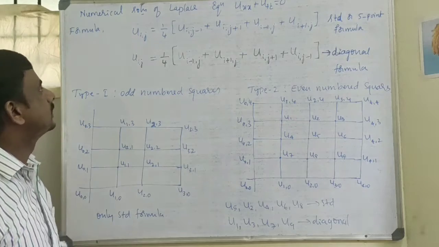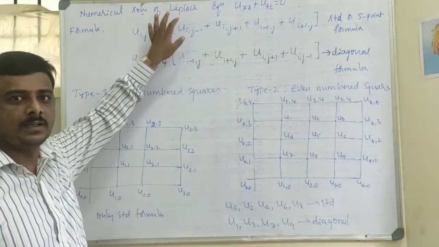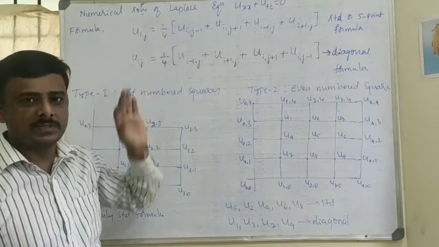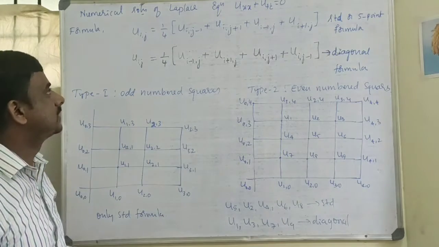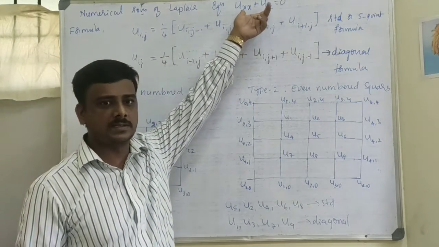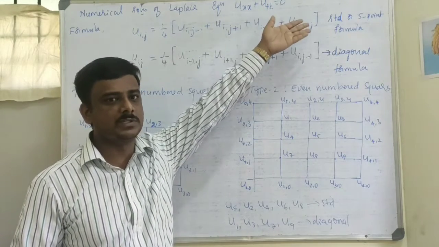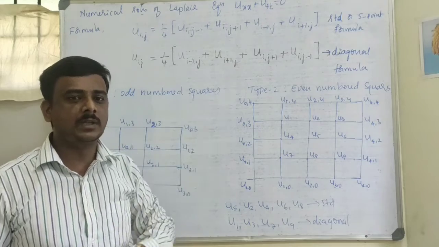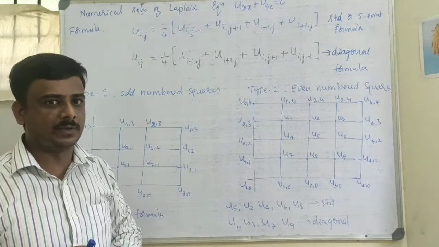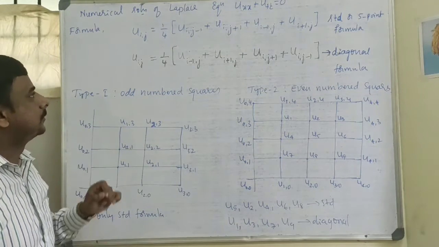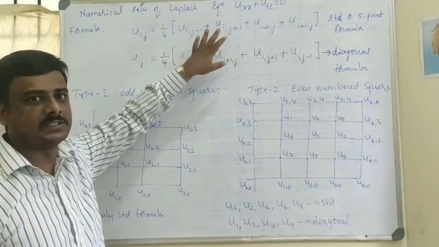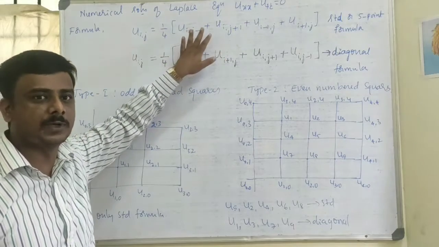Welcome to all. So today we are going to discuss the solution of Laplace equation using numerical methods. The Laplace equation in its standard form looks like u_xx + u_tt = 0. Sometimes it may be given as u_xx + u_yy = 0. So to find the solution of Laplace equation, here we use two types of formula.